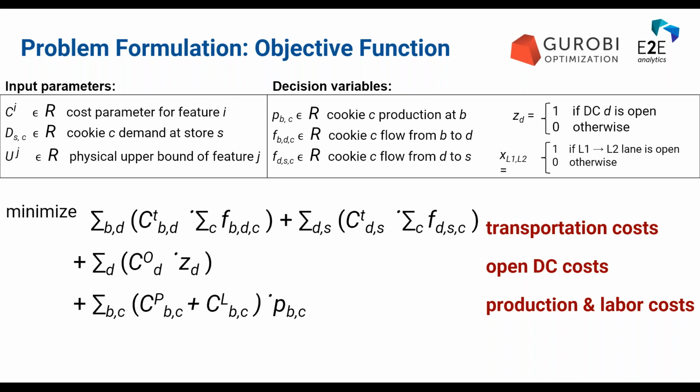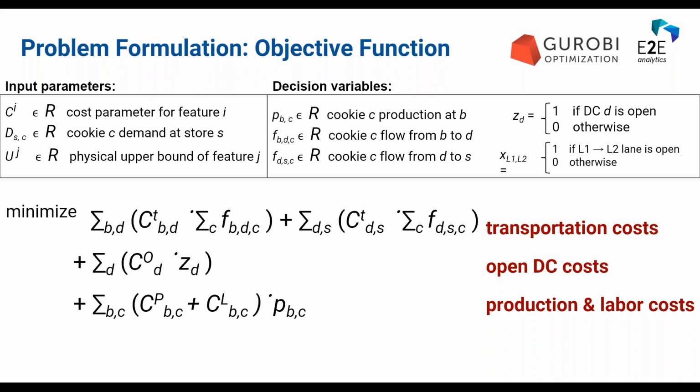And then we have a few decision variables. We're going to have 3 continuous variables. Our production, so at each bakery, how many cookies we're making. And we have a cookie flow, so how many cookies are going from point A to point B. We're using that variable F to refer to both the flow from the bakeries to the DCs and the DCs to the stores, so all the cookie flow. We're saying these are continuous.